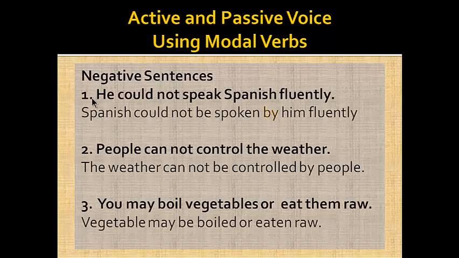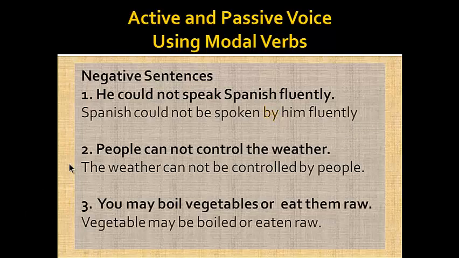Look at example number 1. He could not speak Spanish fluently. Spanish is the object here, so it will take the subject place, Spanish, and this is the modal verb which should be put there after the subject. Spanish could not. You shouldn't miss this point that we need to add this not after the modal verb. Spanish could not be spoken by him fluently.